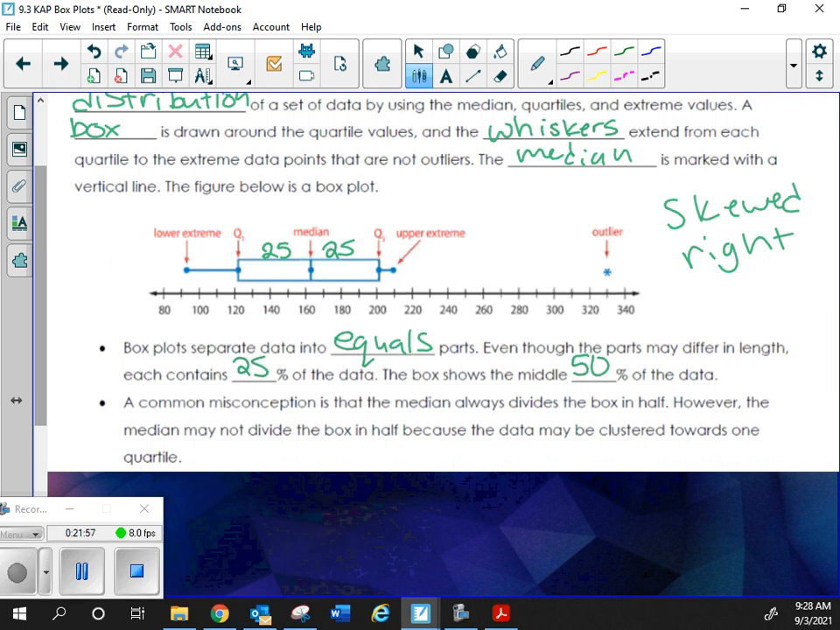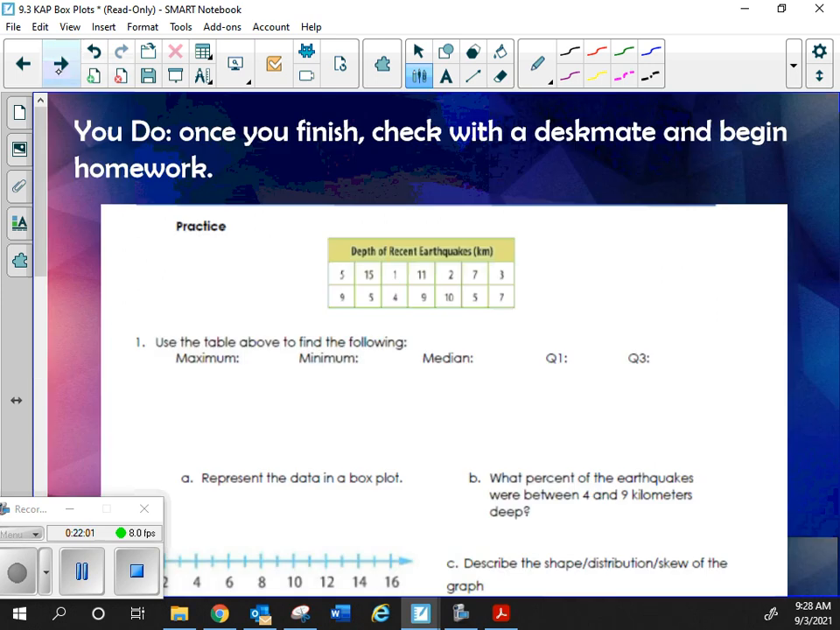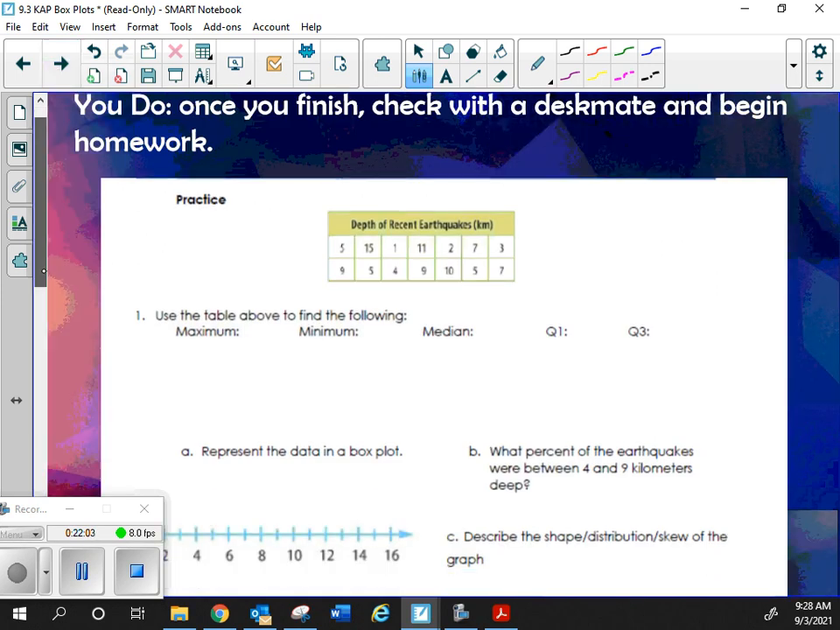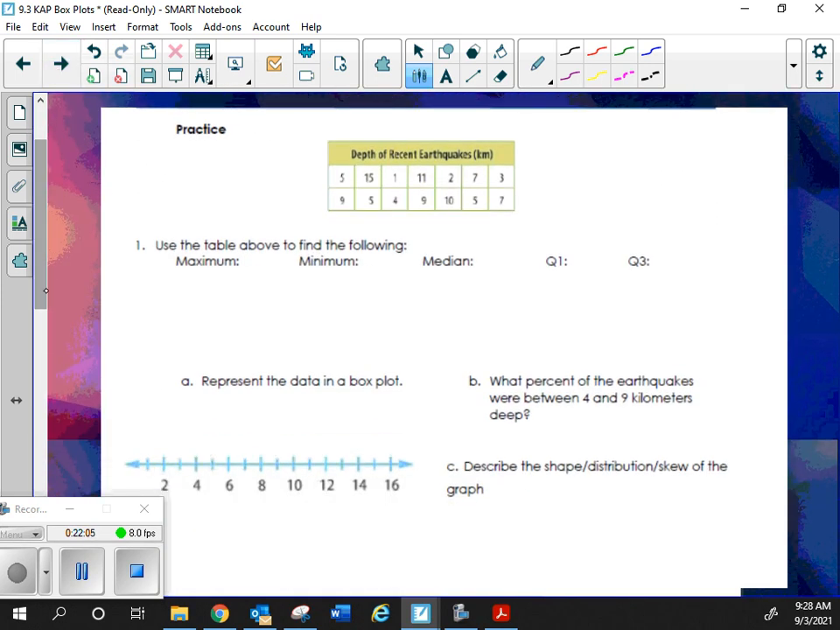Okay, so hopefully this sort of makes sense. What I want y'all to do now is to practice. You're going to get a set of data. You're going to find those 5 values. You're going to create a box plot and then talk about the shape and distribution of that data.